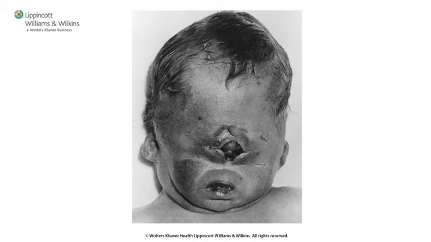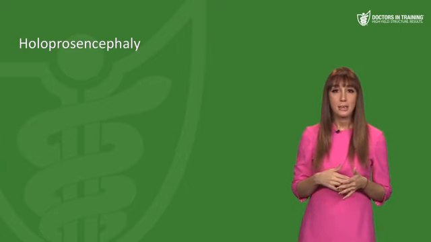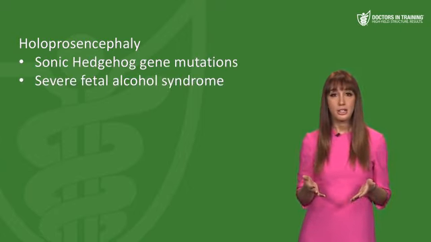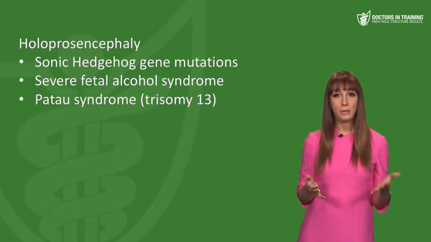Another forebrain anomaly is holoprosencephaly, which we've seen once before. Remember, holoprosencephaly is where the hemispheres of the brain fail to separate across the midline. Two characteristic findings of holoprosencephaly are cleft lip and palate and cyclopia. So the most severe example would be a single midline eye, although it might just be very close set eyes. We said this can be seen in sonic hedgehog gene mutations, severe fetal alcohol syndrome, or in Patau syndrome, also known as trisomy 13.